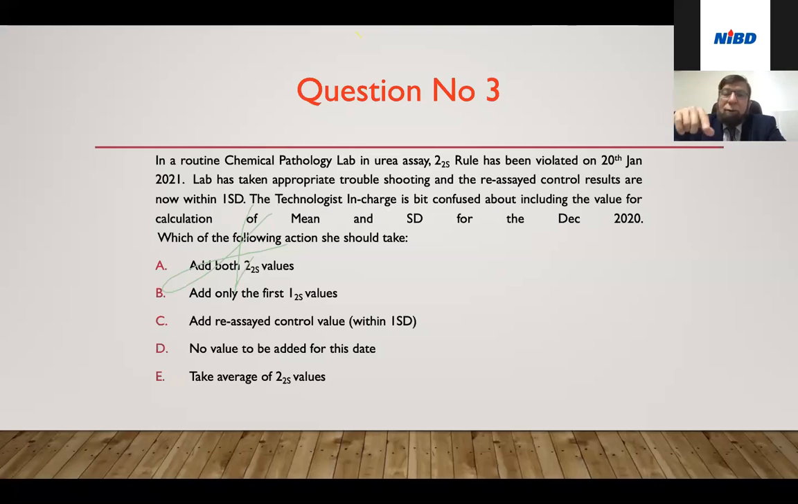That means you will calculate the mean and SD for January 21, and that you will use in February 21. So let's see the options. Which of the following actions should she take? A, add both 2 to S values. B, add only the first 2 to S value. C, add reassay control values, no value to be added for this date. D, take the average of 2 to S.